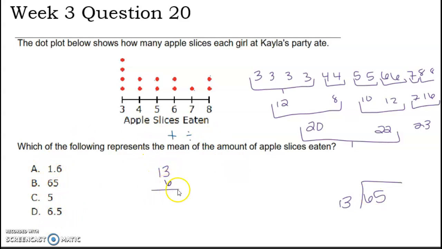Let's try 13 times 6. 6 times 3 is 18. 6 times 1 is 6, plus 1 more is 78. Nope, that's too much. So let's try 5. 13 times 5. 5 times 3 is 15. 5 times 1 is 5, plus 1 is 6. Hey, it goes in exactly 5 times. So your answer is 5.